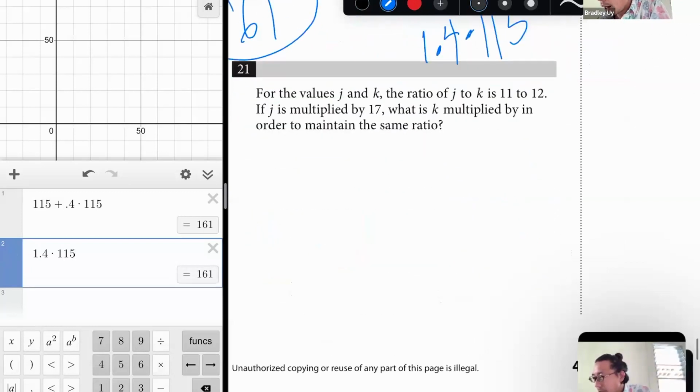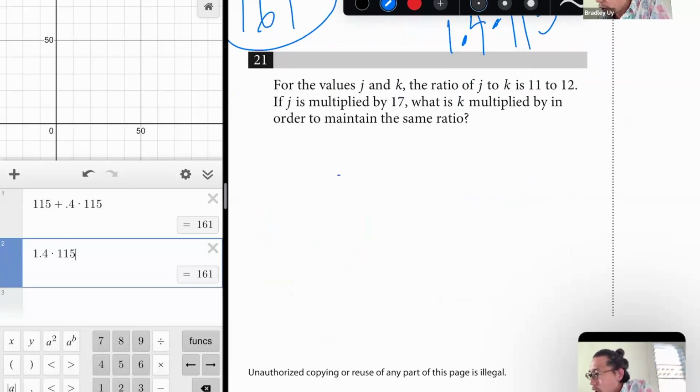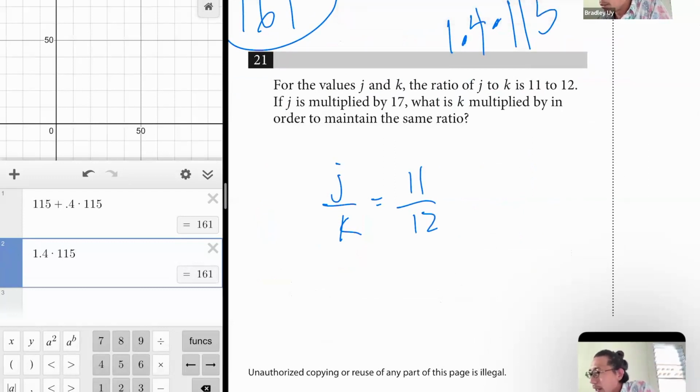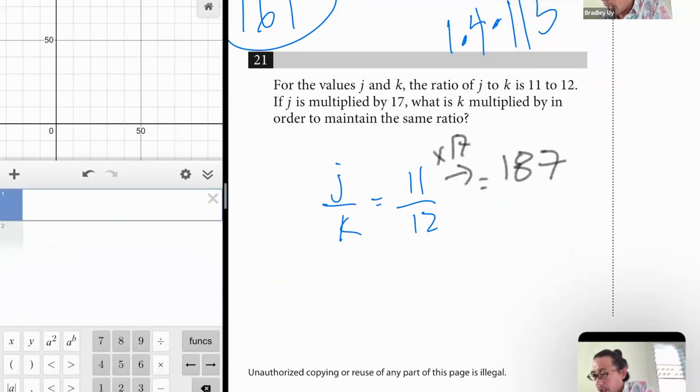All right. For the values of j and k, the ratio of j to k is 11 to 12. That's not to say j is 11 or k is 12, but they have the ratio of 11 to 12. If j is multiplied by 17, you will get 187. There's a trick to that: you split the 1 and the 7 and put their sum in the middle. So yes, 17 times 11 is indeed 187.